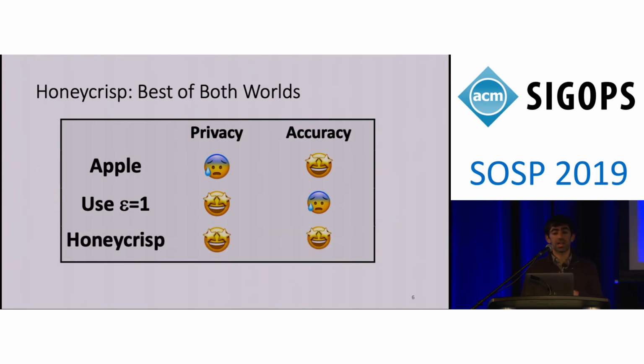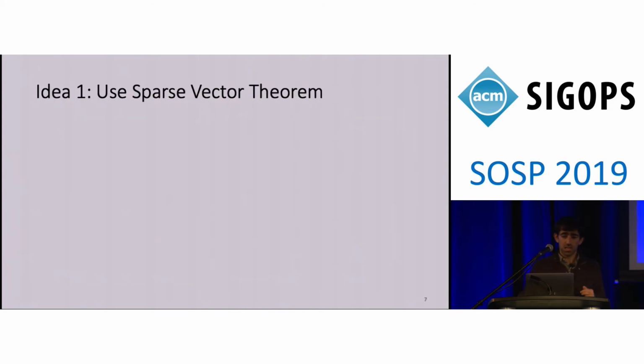And I'm going to show you how we can actually get the best of both worlds, so both the good privacy guarantee and reasonable accuracy. And I'm going to tell you the two key ideas that make this work. The first is leveraging this idea, sticking with our example of words, is that word distributions don't change very frequently.